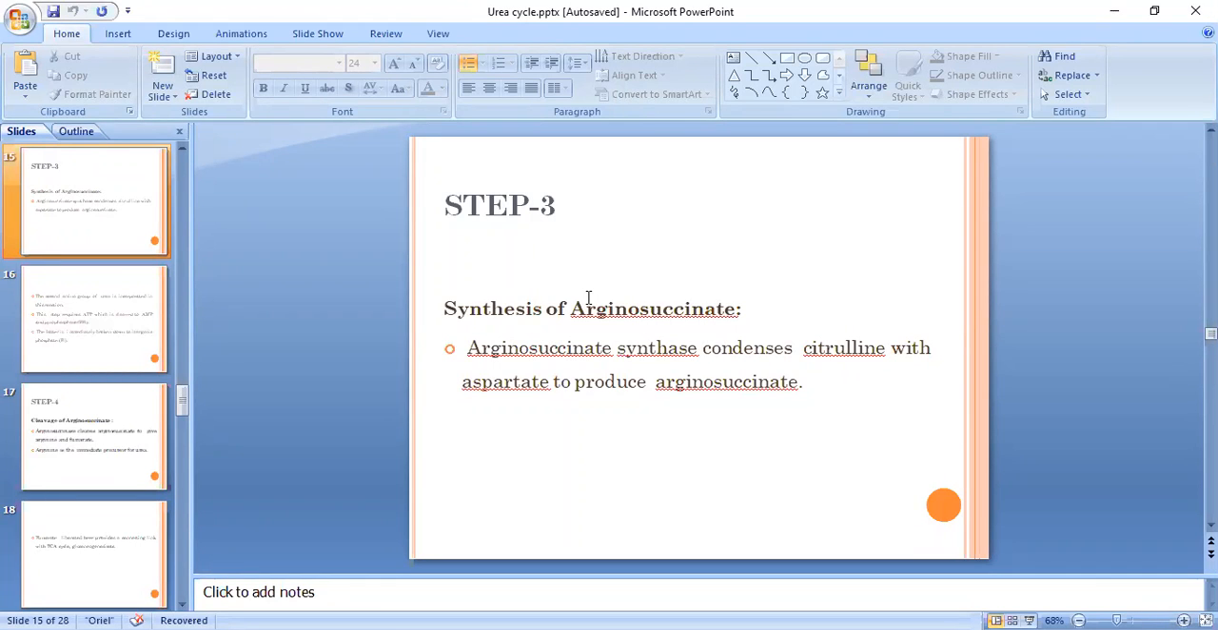So here, the citrulline which is produced, along with aspartate, will convert into arginosuccinate in the presence of the enzyme arginosuccinate synthase. So the third step is the synthesis of arginosuccinate, which is mainly done by the reaction of citrulline and aspartate. Citrulline is formed in the second step of the urea cycle.